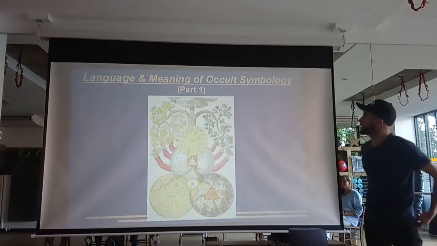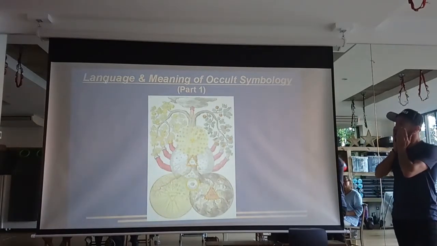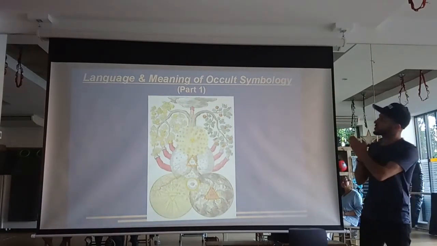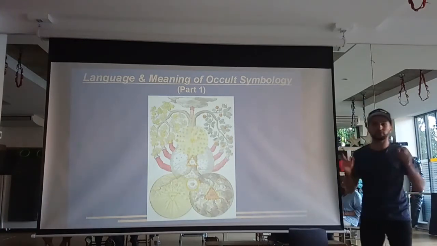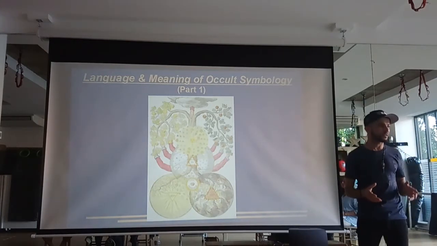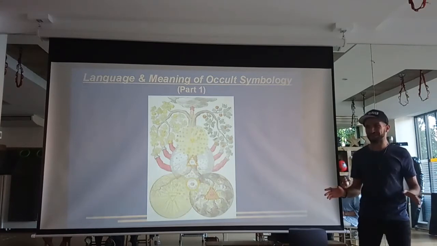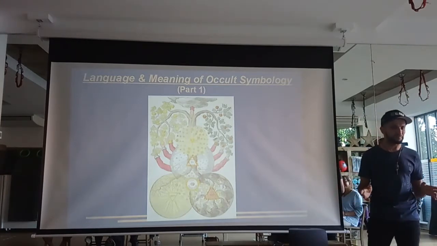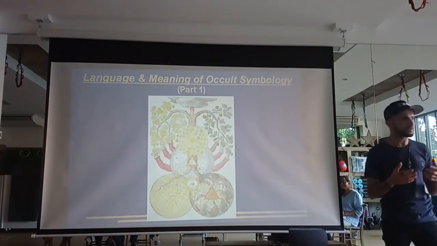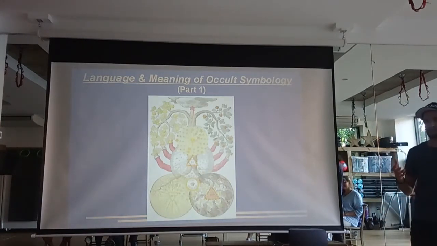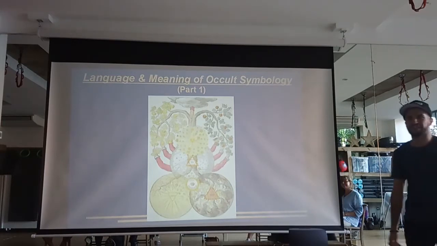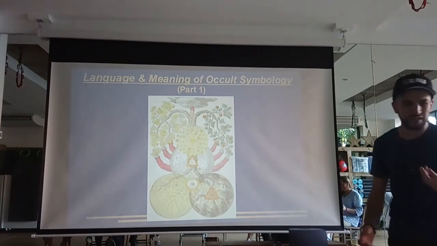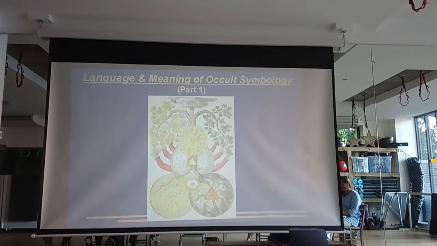Okay, good. So today's talk is going to be about language and meaning of occult symbology. I've called it part one, purely because there's not enough time to go through it all. There are too many symbols, too many occult symbologies to go through. It will take you years to study. You have to do the equivalent of a PhD to get into the meanings behind all the symbols and the way they use them.